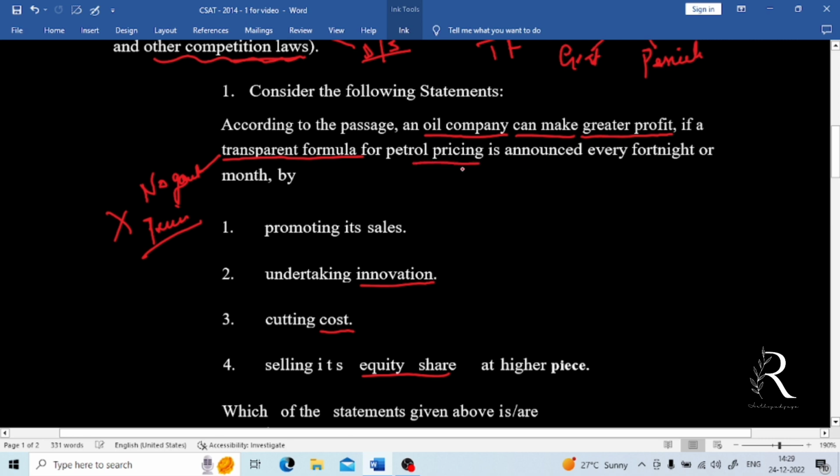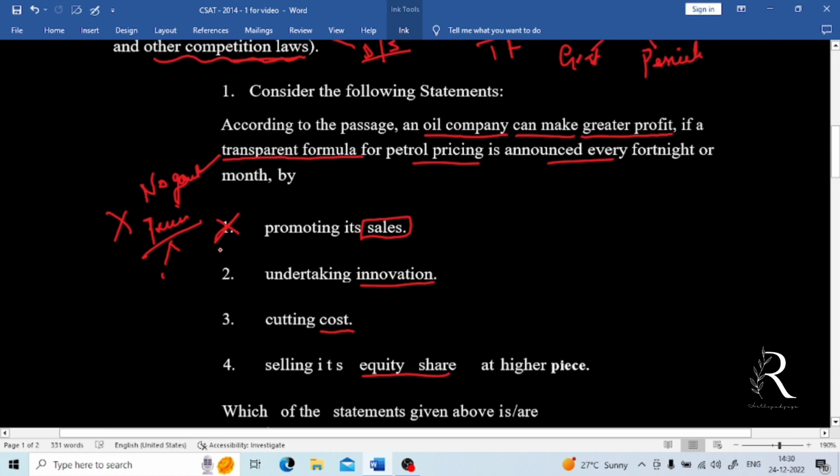For pricing, petrol pricing is announced every fortnight or month. Details are also there, antitrust, etc., but that is not important for us. We will just see this: promoting its sale. Did we discuss anything about sale in the entire statement? Please think. Is promoting sale going to bring a transparent market? Definitely not. We have not talked about it in the passage at all. The word sale itself is not there. In the entire passage, the word sales is not there at all.